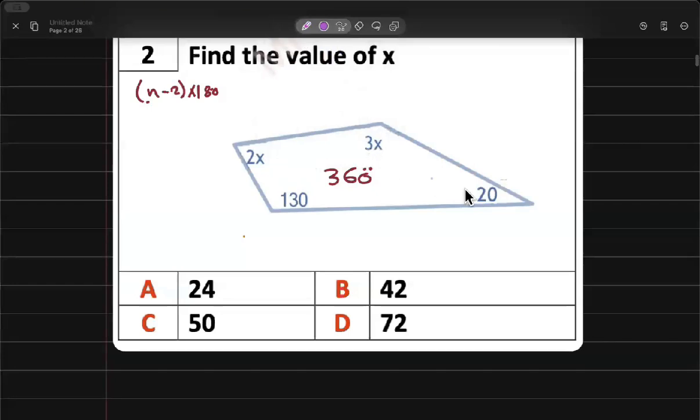So 2x plus 3x plus 20 plus 130 equals 360. 2x plus 3x equals 5x, and 20 plus 130 equals 150. Subtract 150 from both sides, so we have 5x equals 360 minus 150, which equals 210. Then divide both sides by 5, it means x equals 42. So the answer is B.